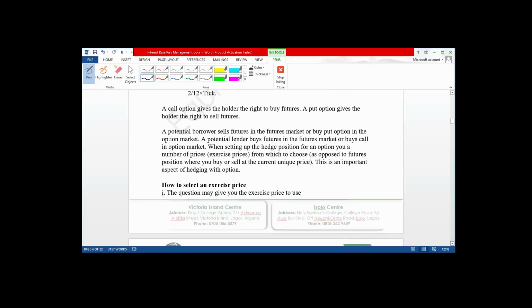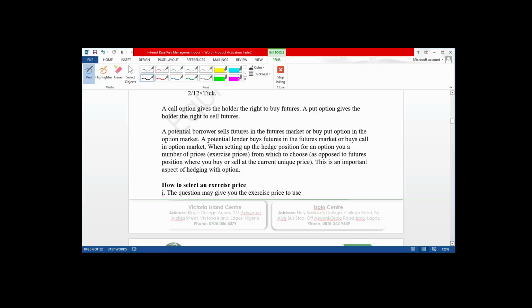A potential borrower sells futures in the futures market or buys a put option in the option market. We are combining two products, options on futures. The potential borrower can sell futures in the futures market or can buy options in the option market.